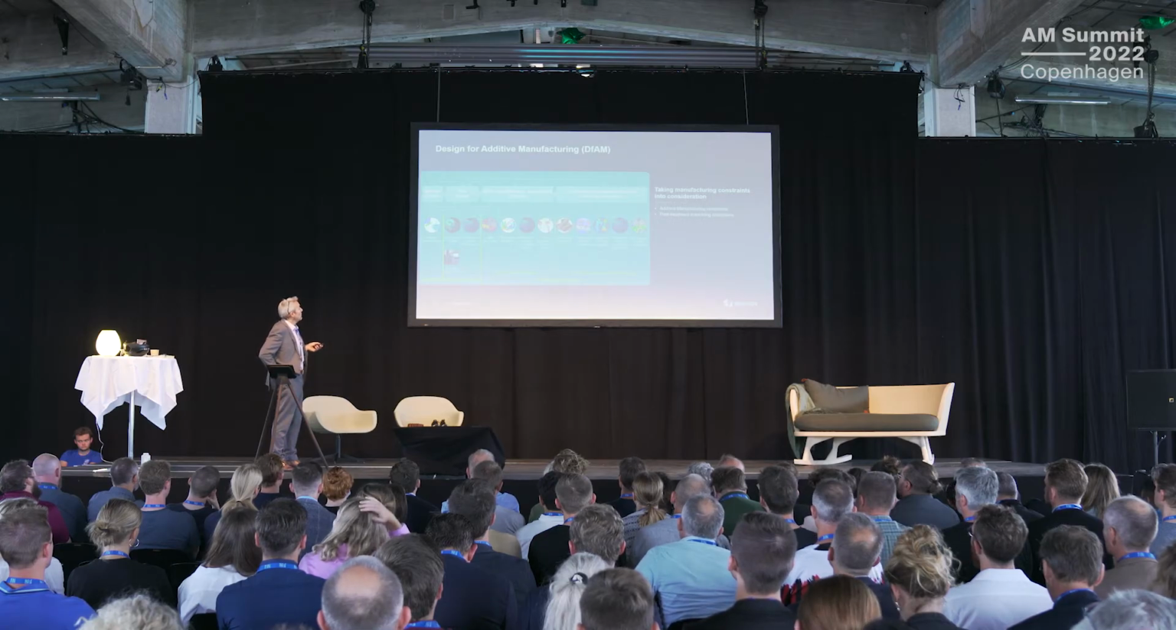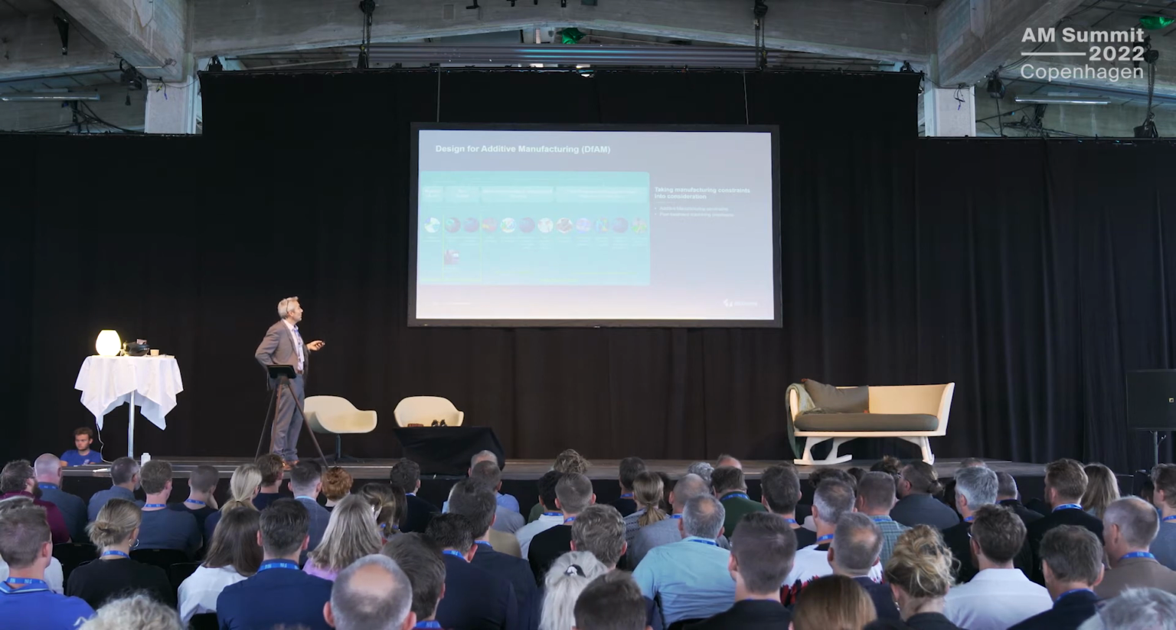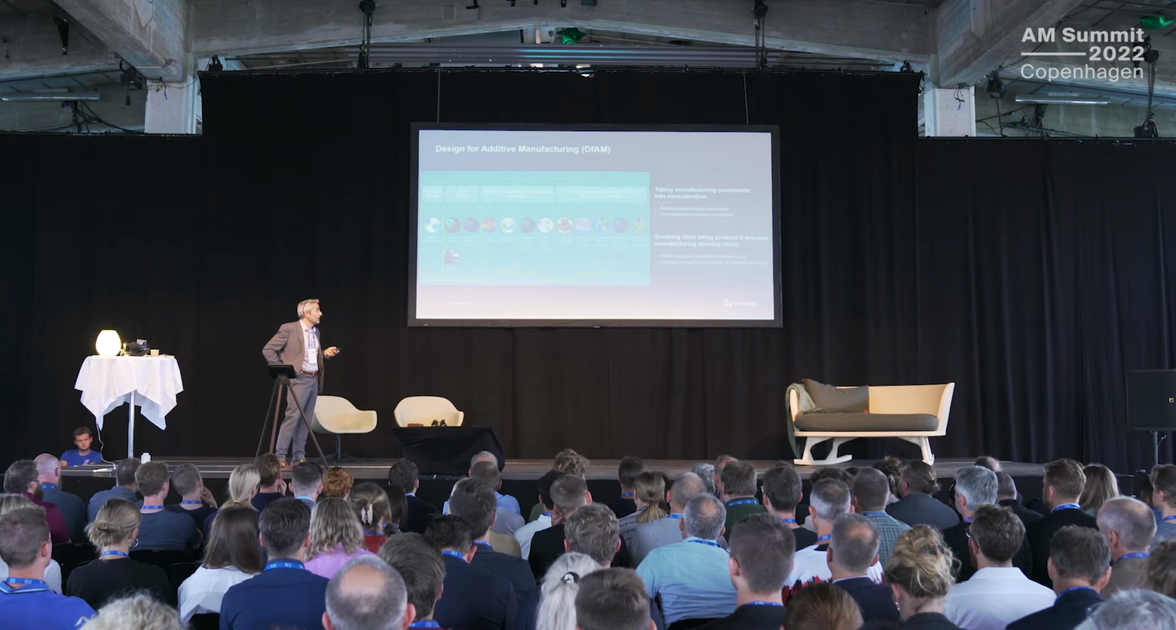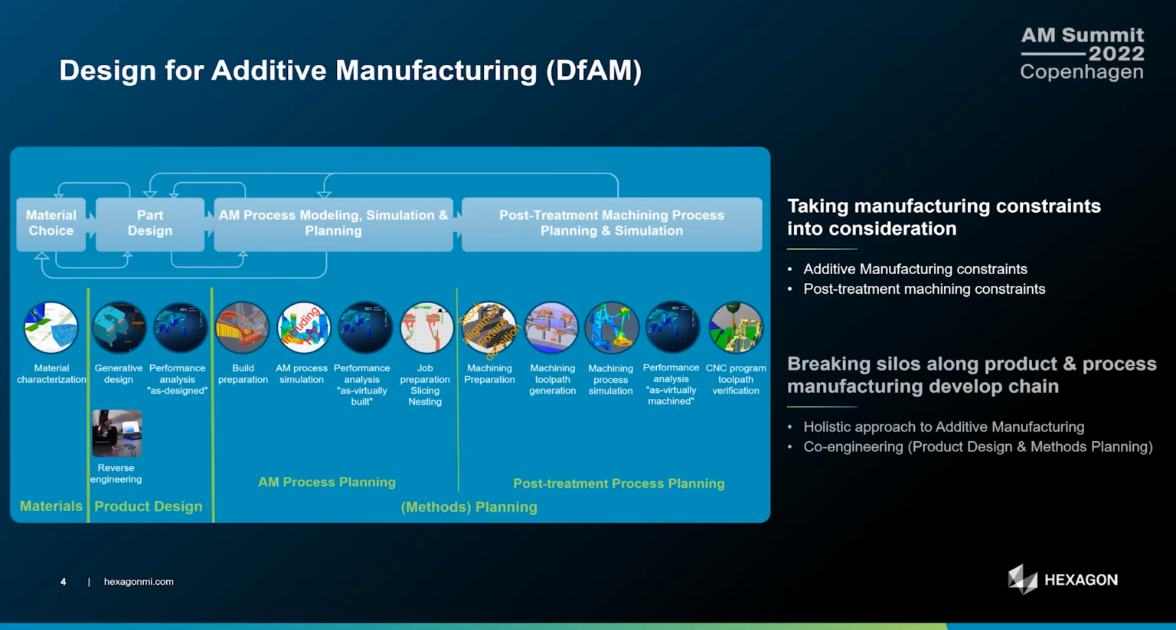So when we talk about design for AM, we need an algorithm that can create fancy shapes. You need to make sure you can actually print it, and you also need to make sure you can post-treat it, machine it, for instance. So you need a holistic approach to additive manufacturing when you design. The machining is something that, if you don't think about it up front, chances are you cannot actually make your product. So this is the first thing you need to think of.